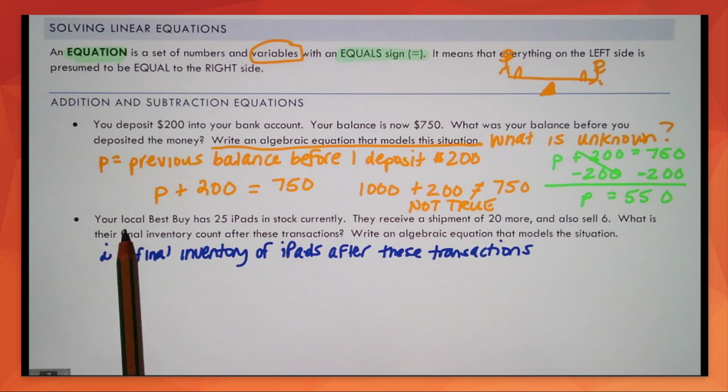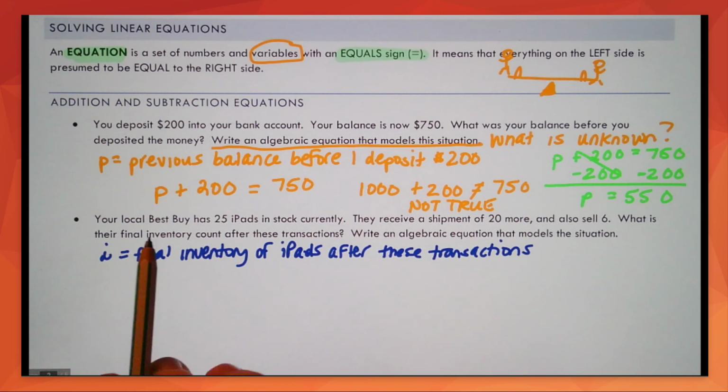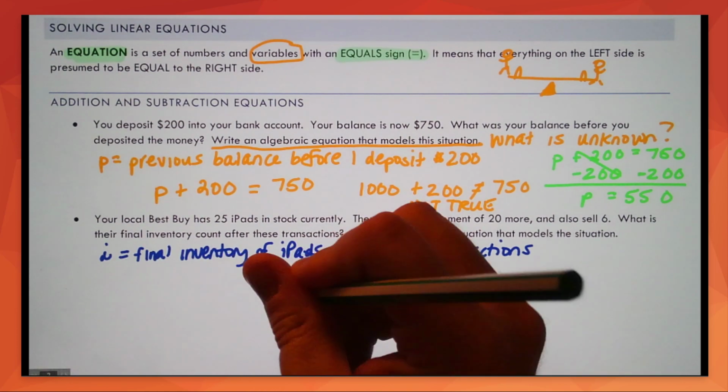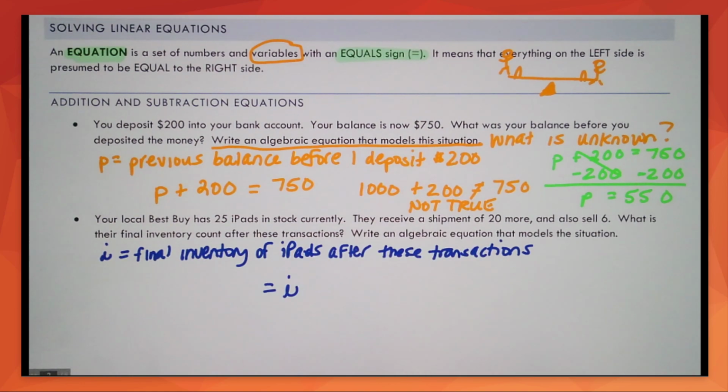Well, this one actually is a little easier because the final inventory is just going to be all these transactions, added and subtracted, equals the final inventory count. So let's put our equal sign here, right? And all of that is going to equal I, okay? So what transactions transpired here? What happened with this inventory?